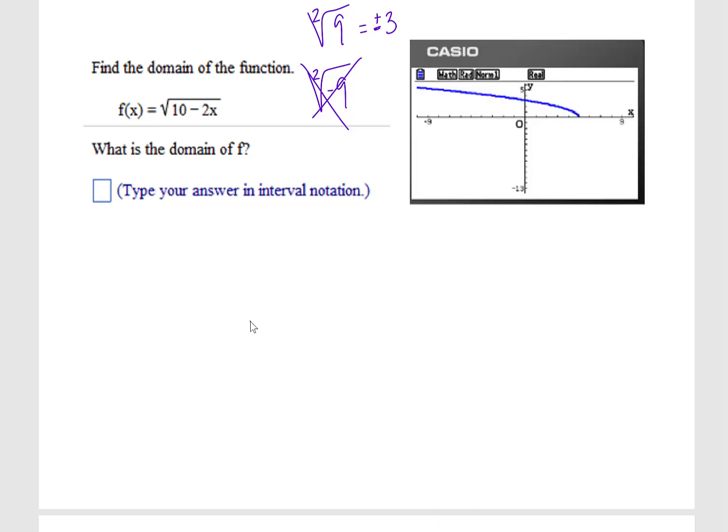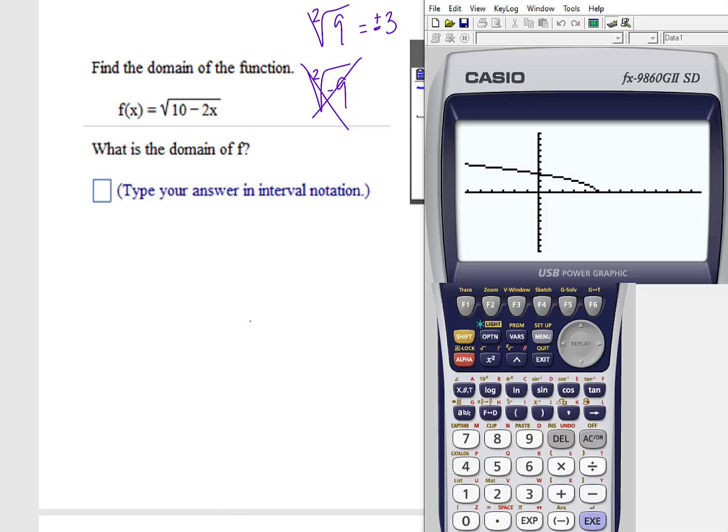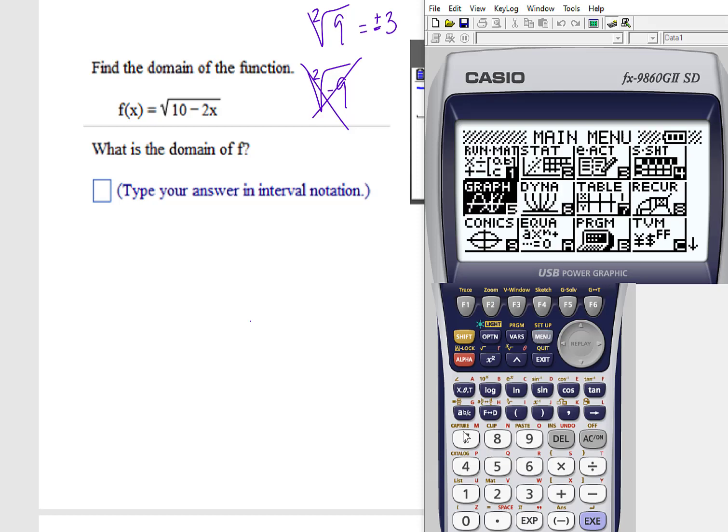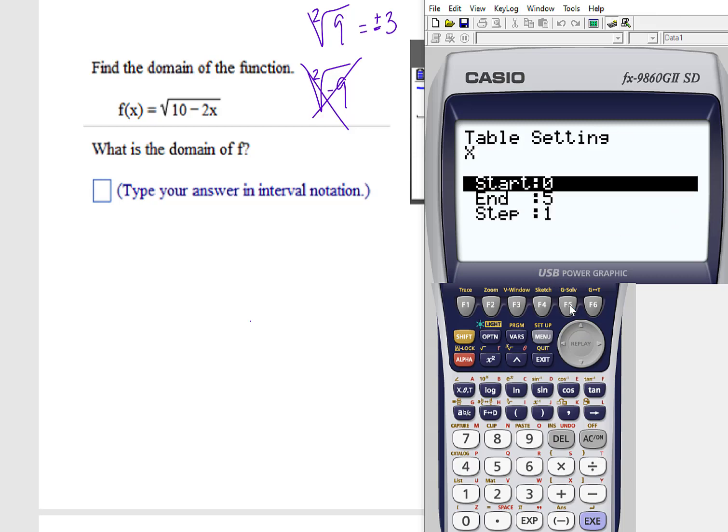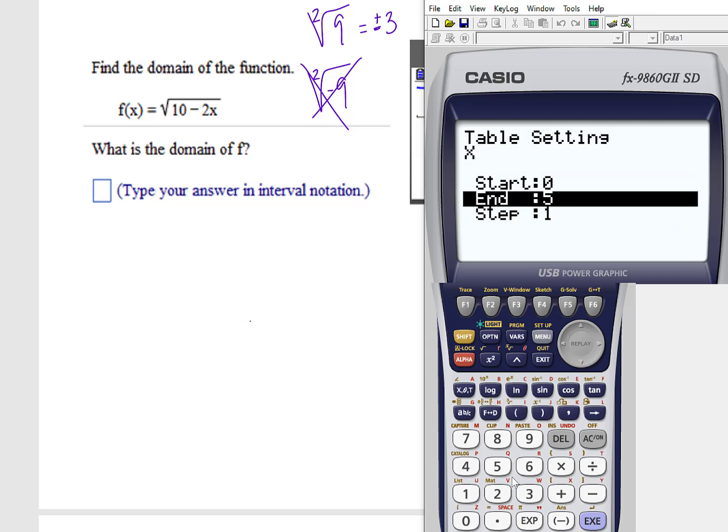Now, I want us to look at this. It seems to stop right there. So it looks like 1, 2, 3, 4, 5. Let's look how that affects the table. So let's go back over to our table. I want to change up our set a little bit because it looks as though I can't go past 5. Like x can't be greater than 5. So I'm actually going to end it at 10. We'll still have a step of 1.